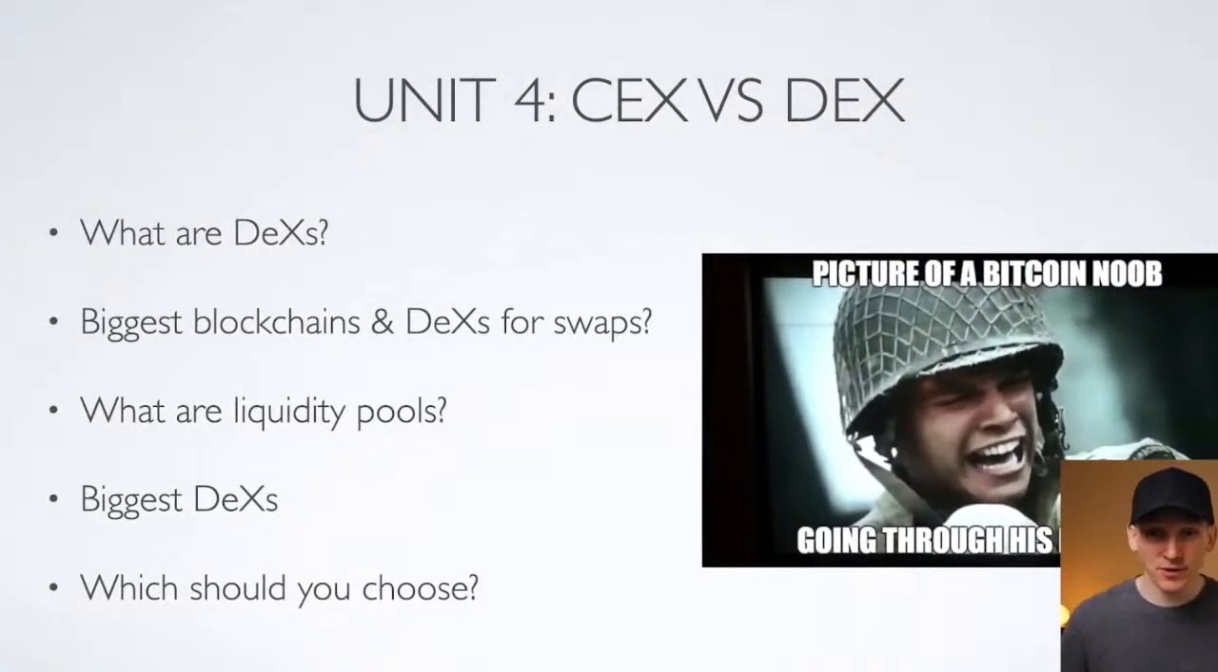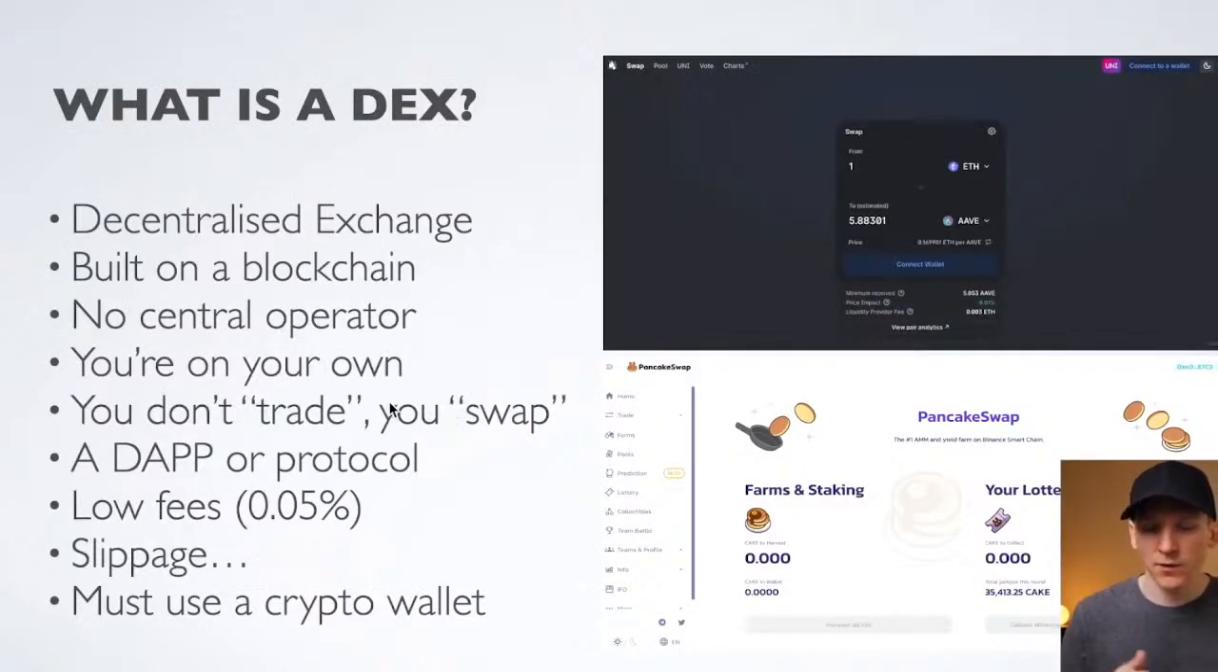Unit 4 is centralized versus decentralized exchanges, and you may have heard of both of these. What are the pros and cons of both? Should you use a decentralized exchange? What are the benefits of DEXs? What are liquidity pools, and which one should you choose? Let's get into what is a DEX.